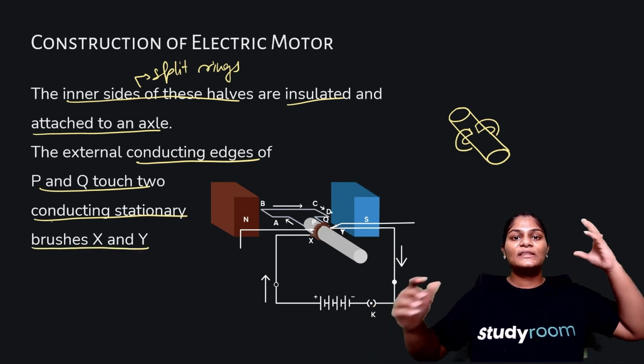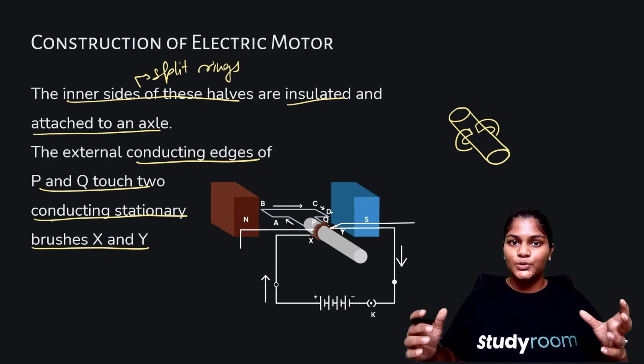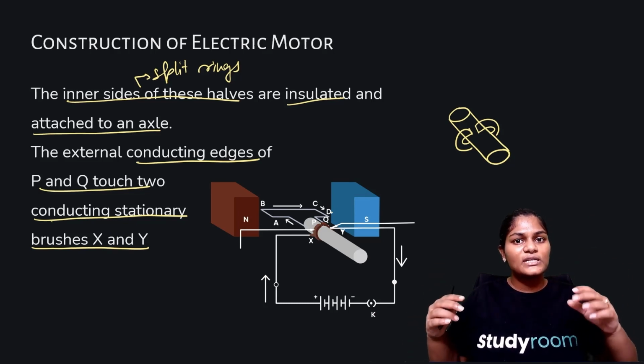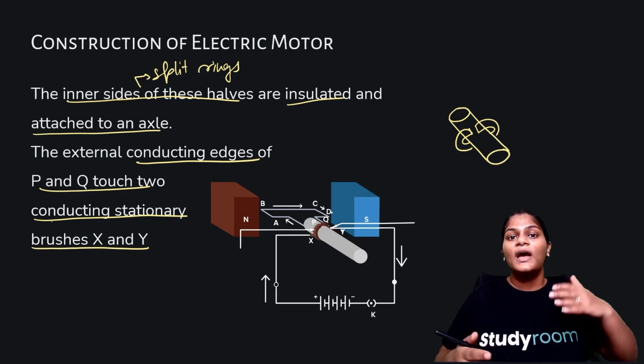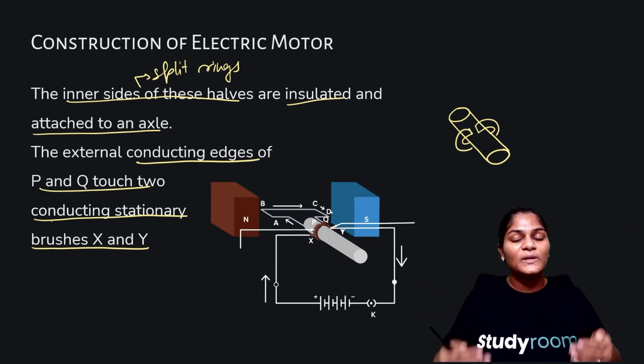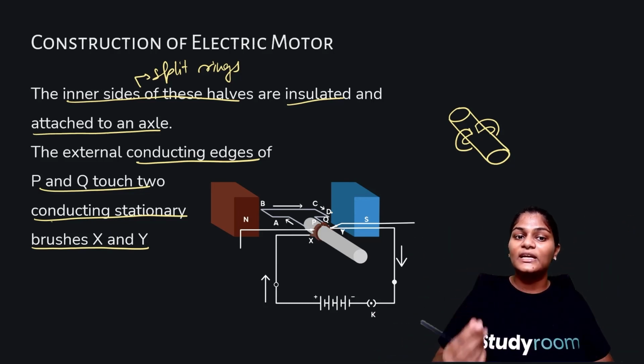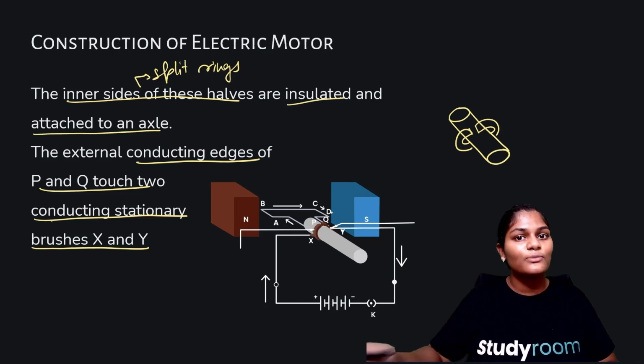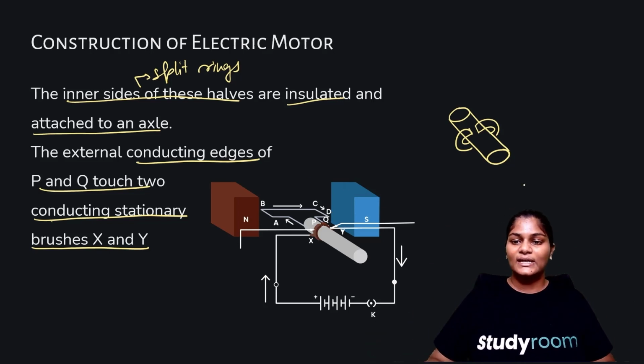Okay, so I hope this whole setup is clear to you now, and why X and Y are stationary, why the split rings move, and why the coil is connected to the split rings. All of that is going to become clear when I explain the mechanism of the electric motor. Okay, great.